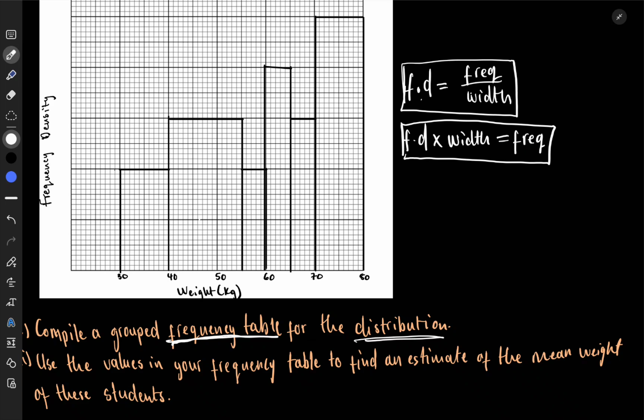So I want the frequency, so I should know frequency density and width. But the problem is frequency density is not there. So what am I going to do? I'm going to need to get it. I'm going to call my frequency density H.